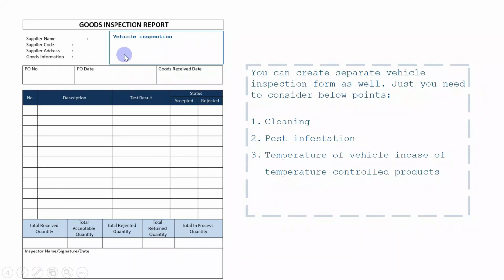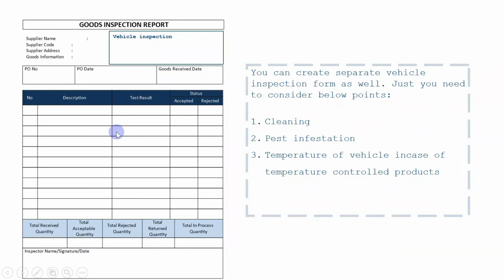There was also a requirement for vehicle inspection, and many companies use a separate format for goods inspection and a separate format for vehicle inspection. But here, if you see, I added a small cell and named it vehicle inspection. So you can mention all your observations during the inspection in this table, and you are going to comply with the clause. And remember, during the vehicle inspection, you need to focus on three main points. First is cleanliness of the vehicle. Second is pest infestation, whether there is any or not. And third is temperature, if it is a temperature-controlled product. Then you need to mention the vehicle temperature that is required by your procedure.